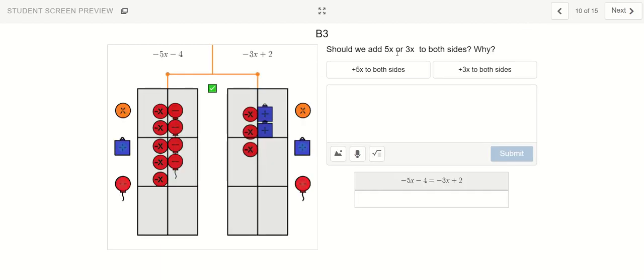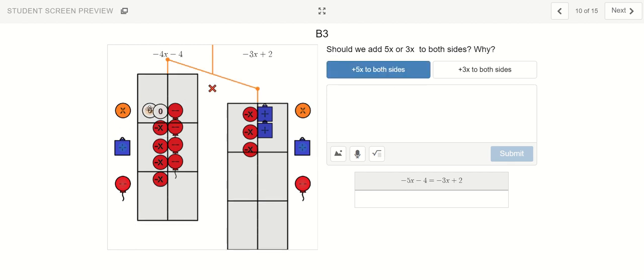So here is asking us, should I add 5x to both sides, or should I add 3x to both sides? If I add 5x to both sides, these are going to cancel out, but something else is going to happen over here. And if I add 3x to both sides, these are going to cancel out, but I also have some things over here. So the most efficient way would be to add 5x on both sides. Notice that if I add 5x, all these negative x's are going to disappear.